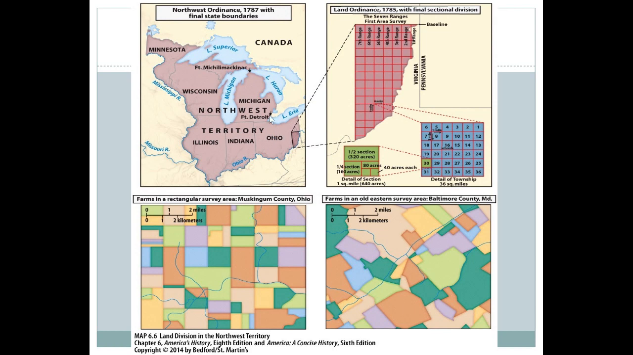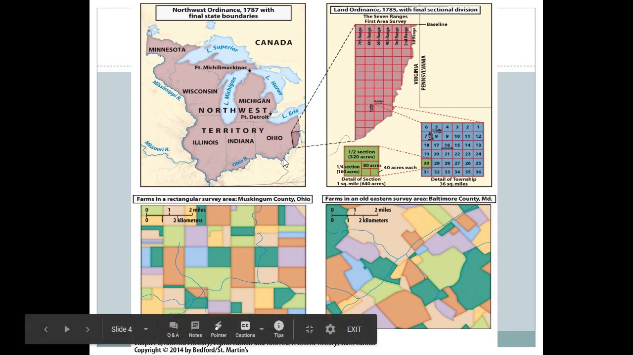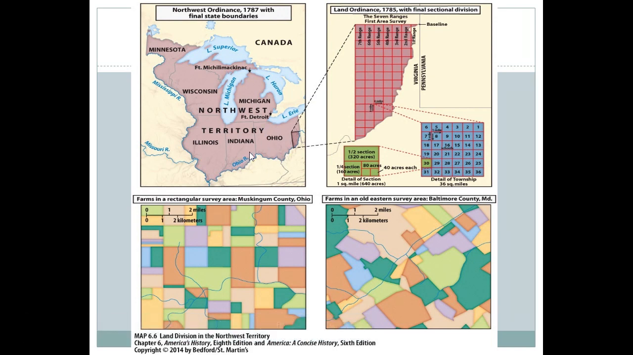So it was already agreed with the land ordinance that you would have no more than 5 and no less than 3 states. And in the end, you do get 5. And some of them will come into the Union pretty early on, like Ohio and Indiana. Michigan, Wisconsin will come along much later.